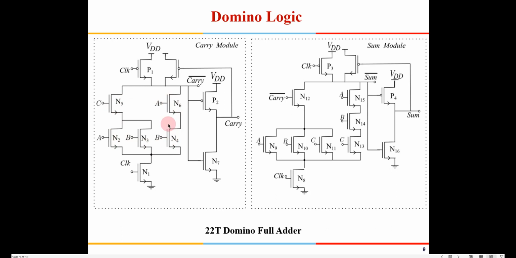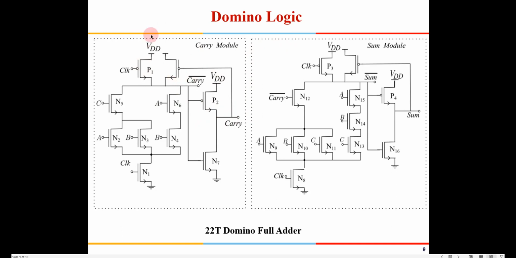The entire pull up network has been removed, and I have just put a single PMOS out here, right? And then this is carry bar which gets generated. You just have to refer to your previous class where we discussed the full adder. This is the same 28 transistor full adder which we discussed in the last class. Now we have modified it for domino operation.